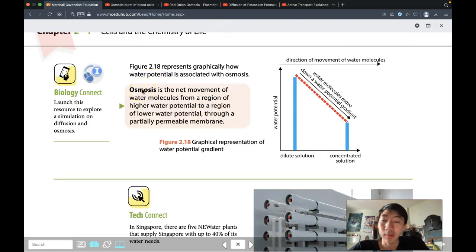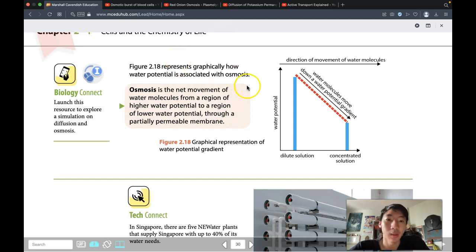So please take your highlighter and put a star here, and this is the definition of osmosis. Memorize. Test yourself on this. Osmosis is the net movement of water molecules from a region of higher water potential to a region of lower water potential through a partially permeable membrane. Okay, every single word here is important, even the word net.